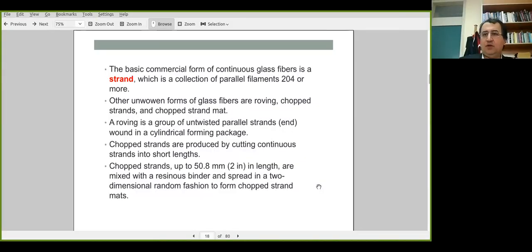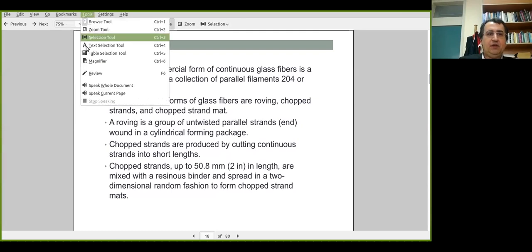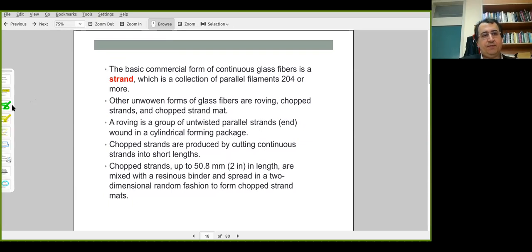It's possible to produce woven glass fabric reinforcements as well. And now we will look into these different types of available glass fiber forms. What are the commercially available glass fiber forms? That's the question. The main type is strands.